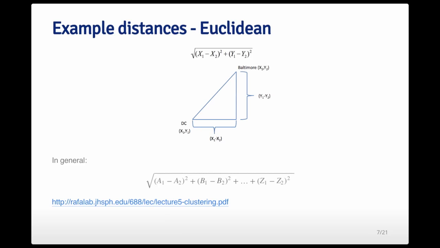Now, Euclidean distance is easily generalizable to higher dimensions. Here we just have 2 dimensions, but if you have 100 dimensions, you can easily take the difference in each of the 100 dimensions, square it, sum them together, and then take the square root. So it extends very naturally to very high dimensional problems.